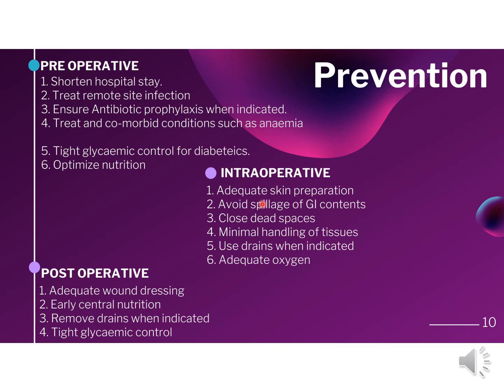Intraoperative measures include adequate skin preparation, avoid gross spillage of gastrointestinal contents during surgery, close dead spaces. And there should be minimal handling of tissue, use drains when indicated, then adequate supplemental oxygen during surgery. For post-operative measures, there should be adequate wound dressing, early enteral nutrition. Sorry, that's enteral, not central. So it should be early enteral nutrition. I'm sure we know why, especially if we have seen my video on surgical nutrition. Then remove drains when indicated. Drains should not be allowed to stay for too long. There should be tight glycemic control.